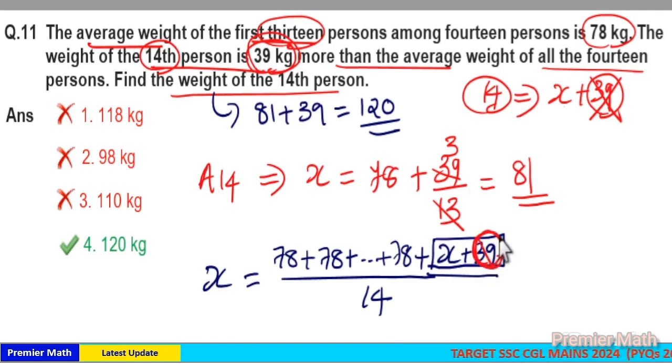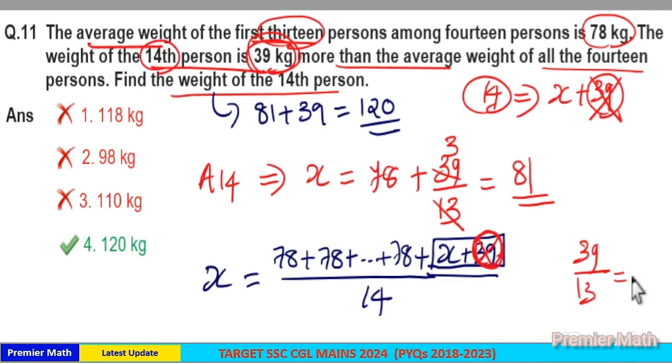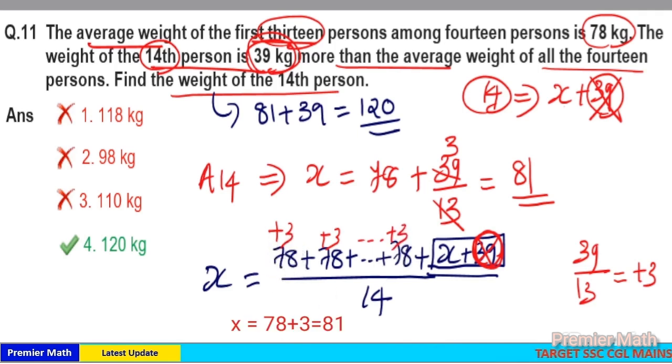So cut this 39 from him. Now he is X. Now we have to make all these 13 people reach the value X. So take this 39 out and distribute it equally to the remaining people, which is equal to plus 3. So add this plus 3 to all these 13 people. Now these 13 people will become 78 plus 3, 81.